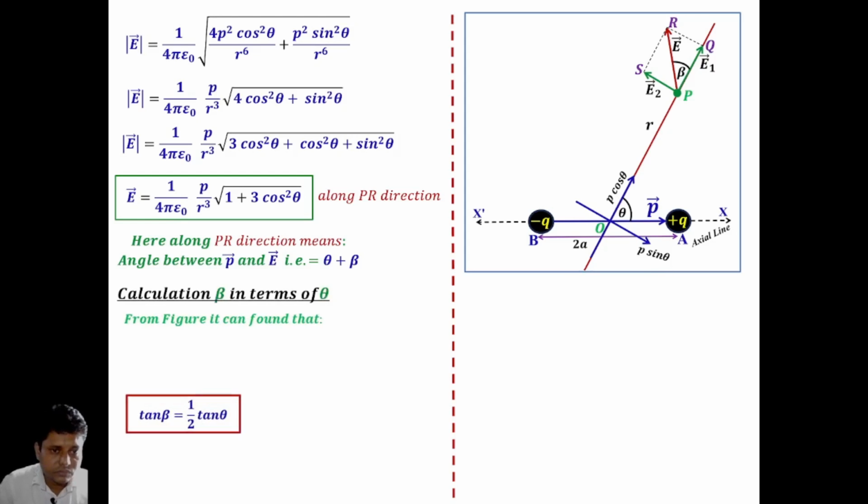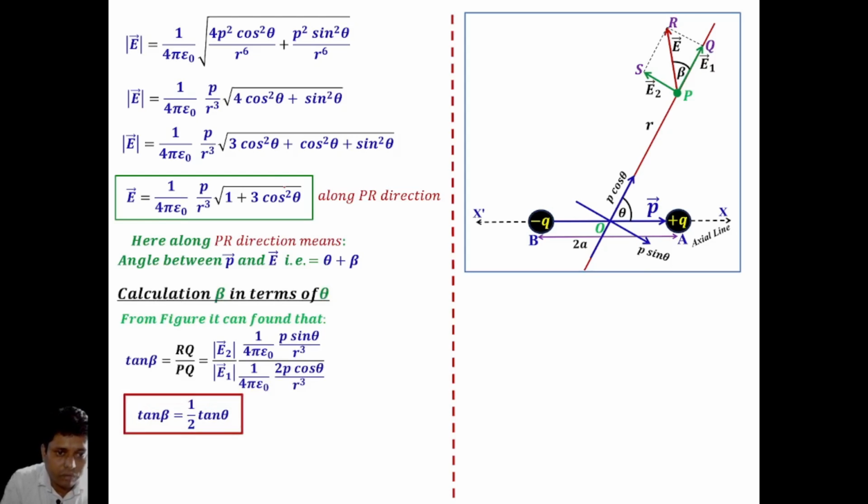So here after calculation we can find that 1 by 4 pi epsilon 0 gets cancelled, and RQ gets cancelled, P gets cancelled. This will be 1 by 2 sin theta by cos theta, tan theta. Here we found tan beta will be equal to 1 by 2 of tan theta, right?